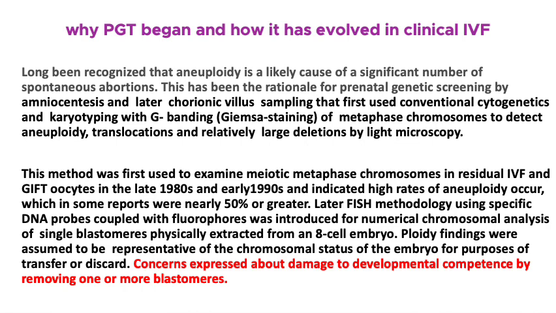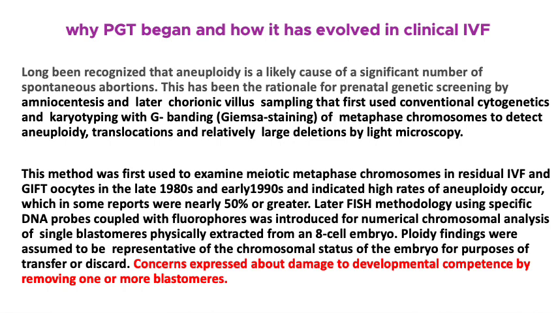Now, this method was first used to examine meiotic metaphase chromosomes in residual IVF and GIFT oocytes, GIFT being gamete intrafallopian tube transfer, which during the early 80s was actually much more successful in outcomes with respect to IVF. And in many cases, since many oocytes were obtained, patients did not want IVF to be performed because it was an added expense. And actually, the results from IVF during this period were pretty poor, with outcomes of 10% seen in many programs, 20% in others, and even a little bit higher in some others with more experienced people.